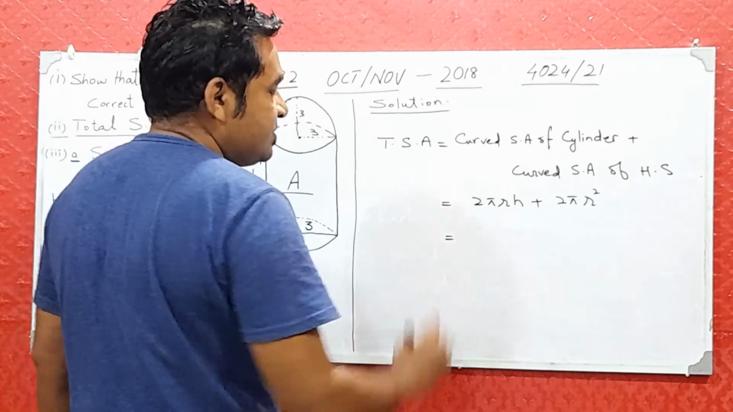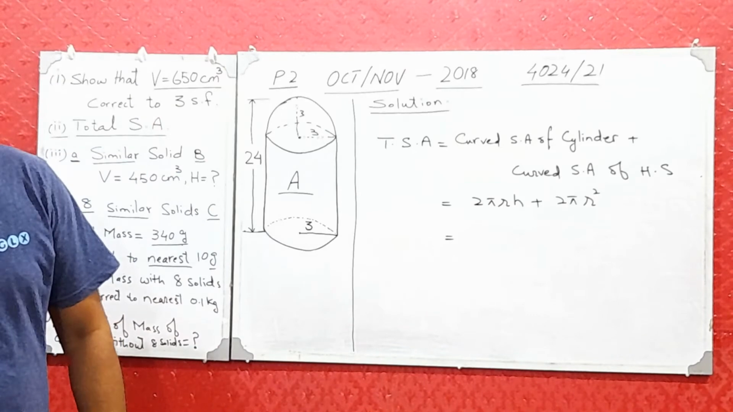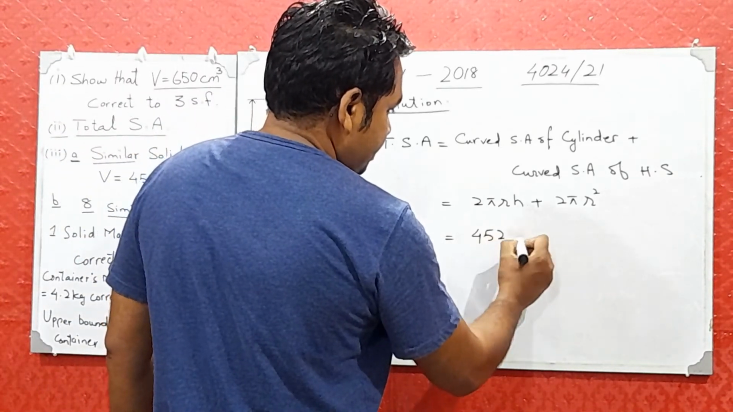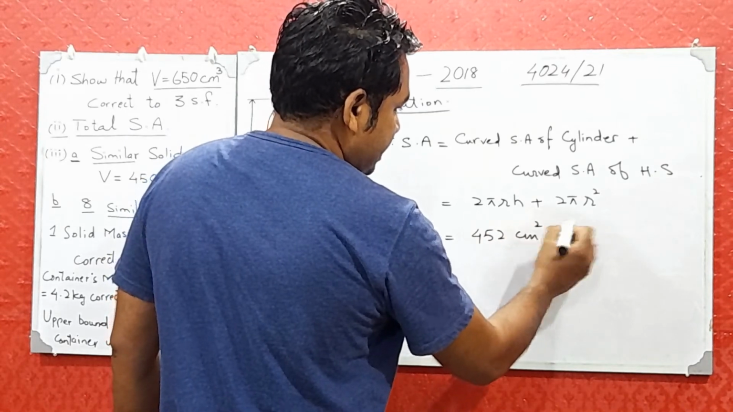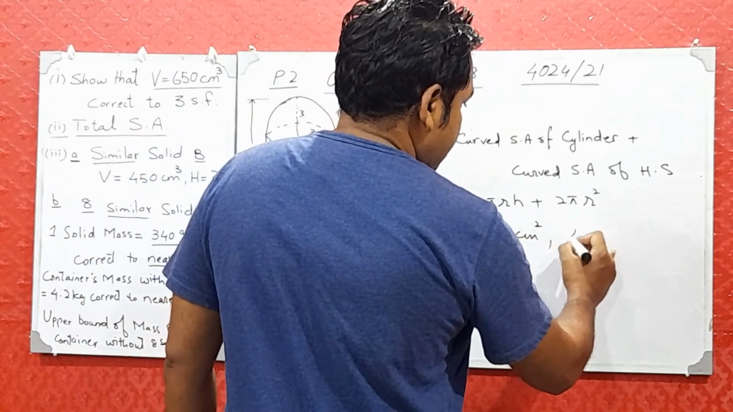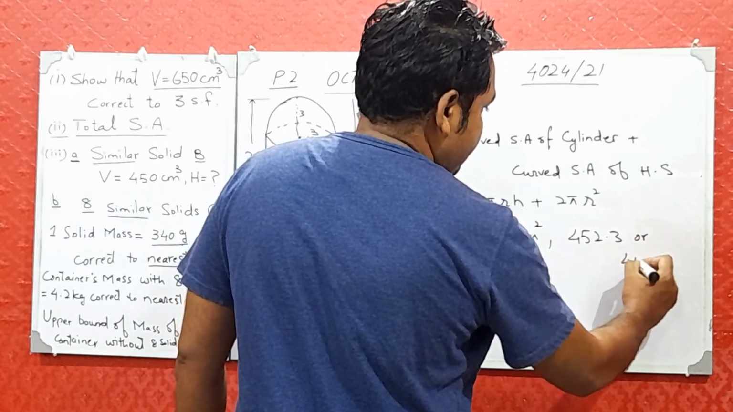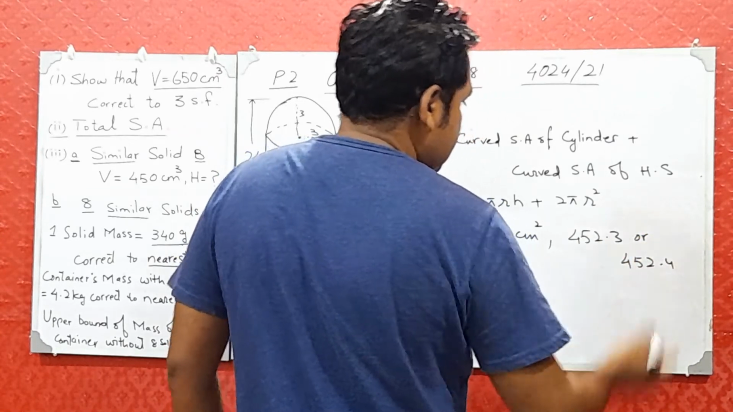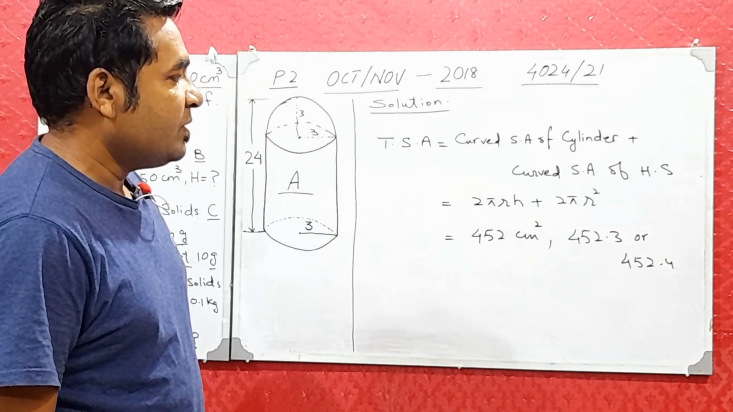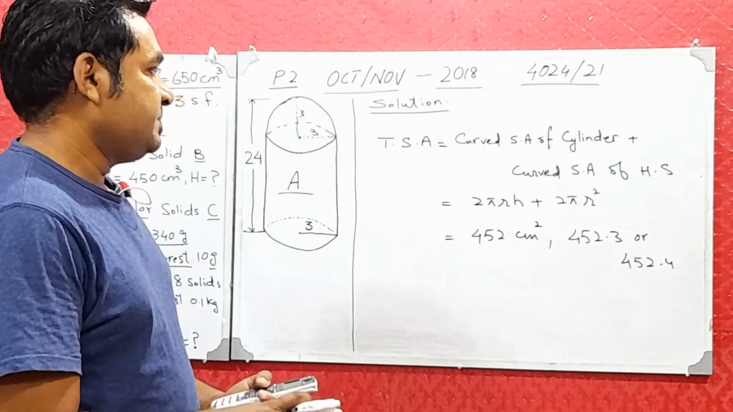Again, substitute all values and you will get the answer, and the answer will be 452 centimeter squared, because it's an area, or you can also get 452.3 or 452.4. All these answers are acceptable. So 452 centimeter squared, 452.3 centimeter squared, 452.4 centimeter squared, these are all acceptable answers.